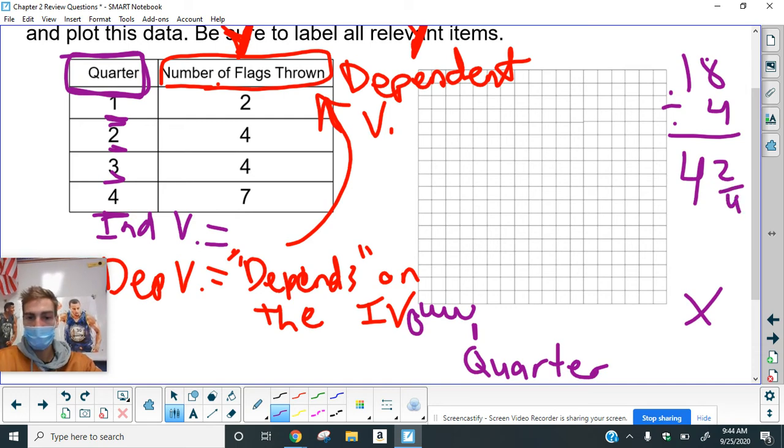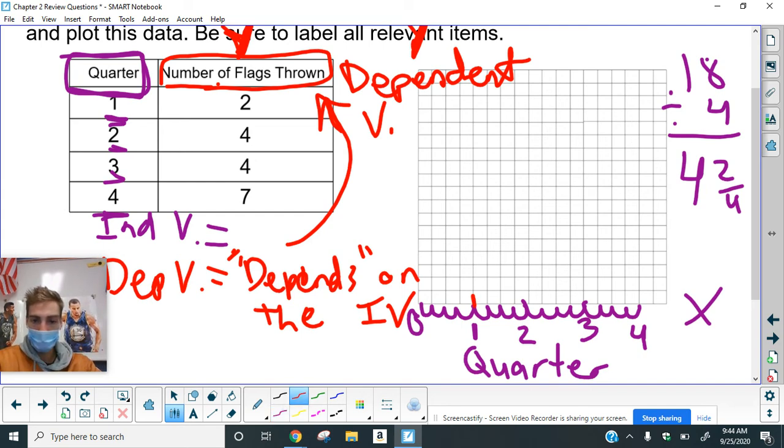Alright, so I'm going every 4 because I know that's a safe bet. 1, 2, 3, 4. I'm going to put another 2. 1, 2, 3, 4. I'm going to put my 3. 1, 2, 3, 4. I'm going to put my 4. And there's only 4 quarters in a game, so I'm all good there.